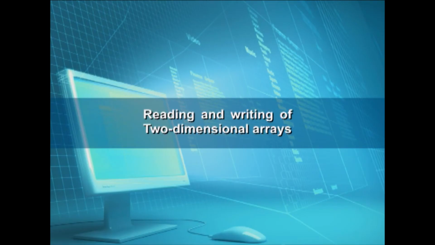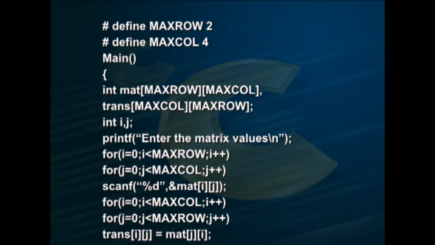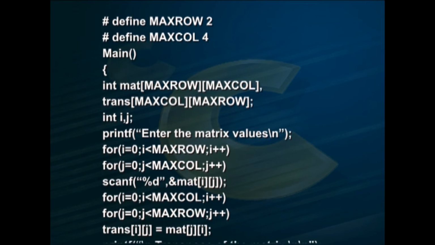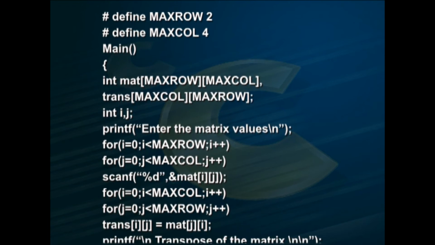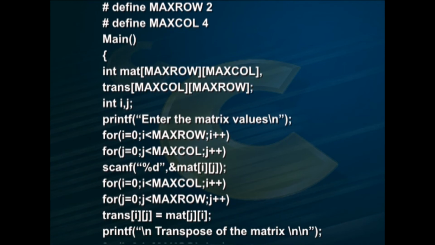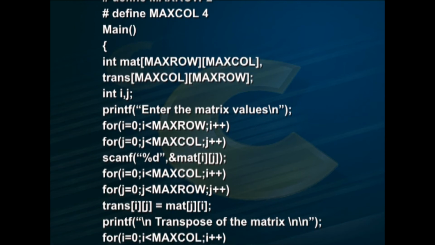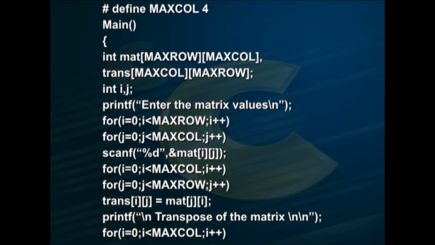Reading and writing of two-dimensional arrays. Two-dimensional arrays can be easily read and displayed using nested loop structures. Let us go through a C program to find the transpose of a matrix. #define MAXROW 2, #define MAXCOLUMN 4, main() { int mat[MAXROW][MAXCOLUMN] and another matrix trans[MAXCOLUMN][MAXROW], and initialize the variables int i and j, printf("Enter the matrix values").